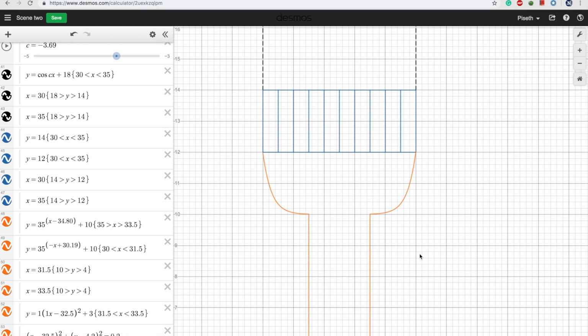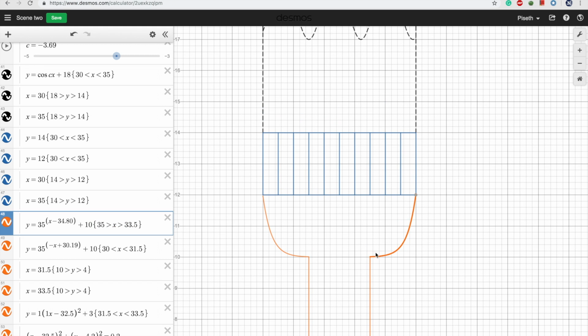And for this part, I use the exponential equation, which is y equals a to the x. And I also put negative 34.8, which shifts the graph to the right, and plus 10, which makes the graph move upward. I also set the domain, 35 and 33.5, so the line would stop here.